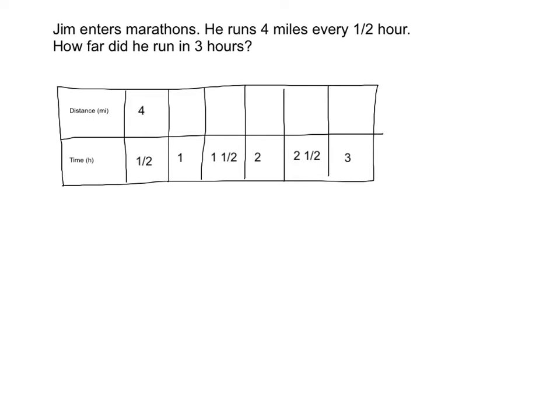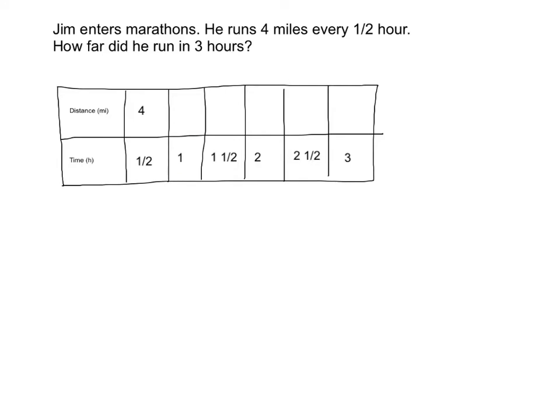So here's what I have. I set up a table. I have my distance in the top part of my table because I have the action in the top part, kind of like the action being in the numerator. And then I have my period of time, which is time in hours, in the bottom part of my table. Okay, so if he's running 4 miles every half hour, in the bottom part of my table I'm just going to count by half hours. Okay, because if I count by half hours in the bottom part, then I can just count by 4 in the top part of my table as well.